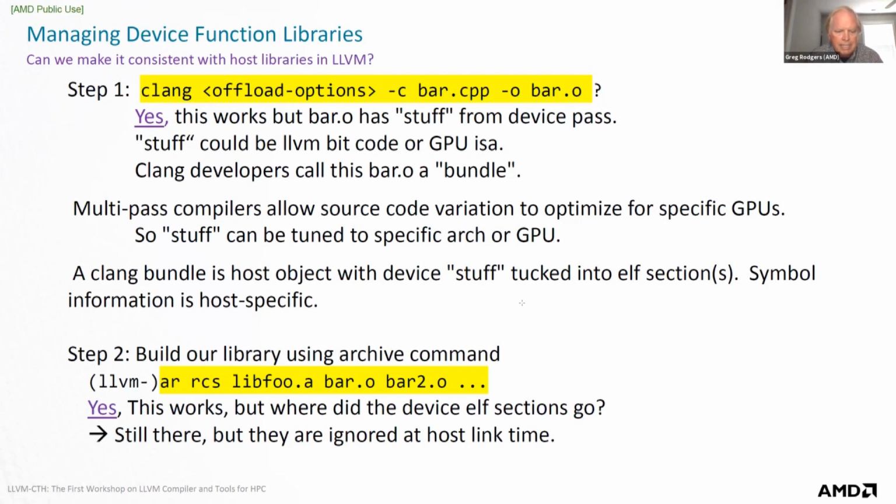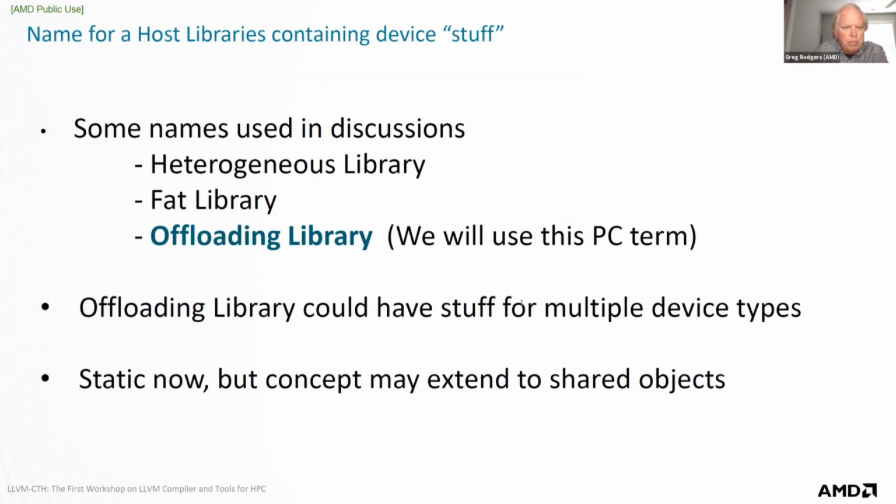So let's talk about the second step. We build our library using the archive command. It turns out this works as well. But where did the device ELF sections go? They're still there, but they're ignored at the host link time. So that's kind of where we're at. I mean, this all works. You can get a nice archive file, but it's not very usable.